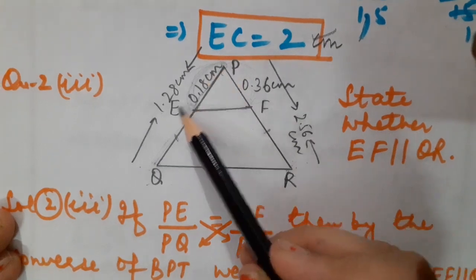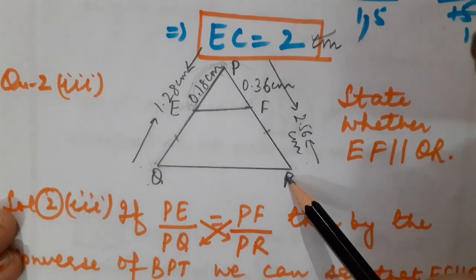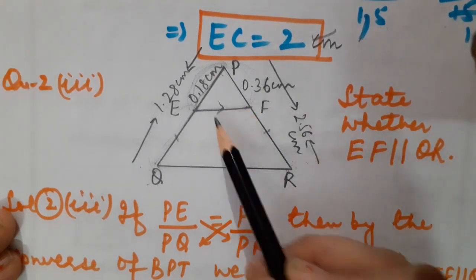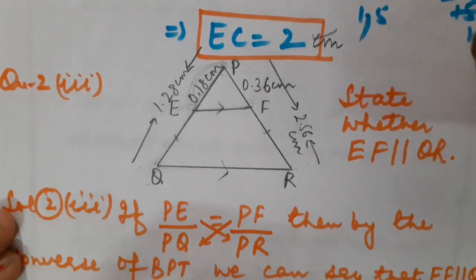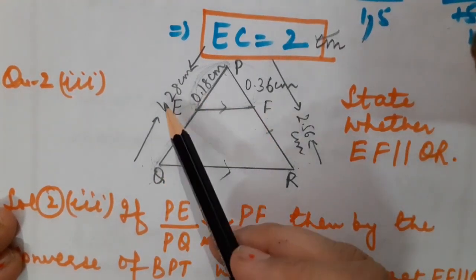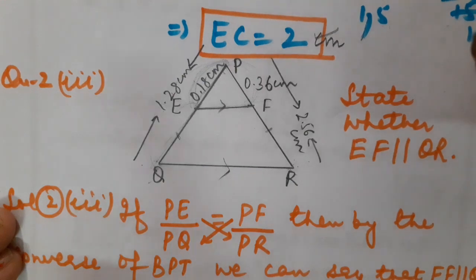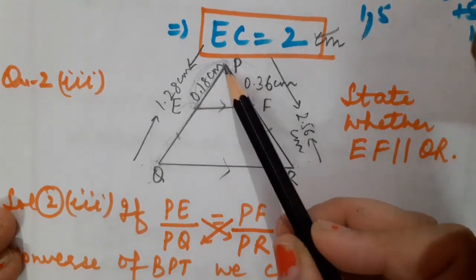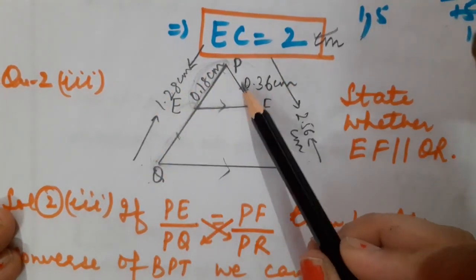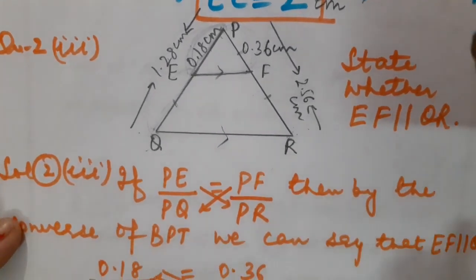So if PE upon EQ, this smaller upon smaller, is equal to PF upon FR, then we can say by the converse of BPT that EF is parallel to QR. Correct? Children, suppose if I do not want to calculate this EQ as well as this FR while subtracting smaller side from the bigger one, I have one more alternate also for this. What is that? Correct. That is corollary of BPT. What did we do in that corollary? We took smaller part upon complete bigger part. Then smaller part upon complete bigger part. So I am going to apply corollary of BPT and then its converse as well.